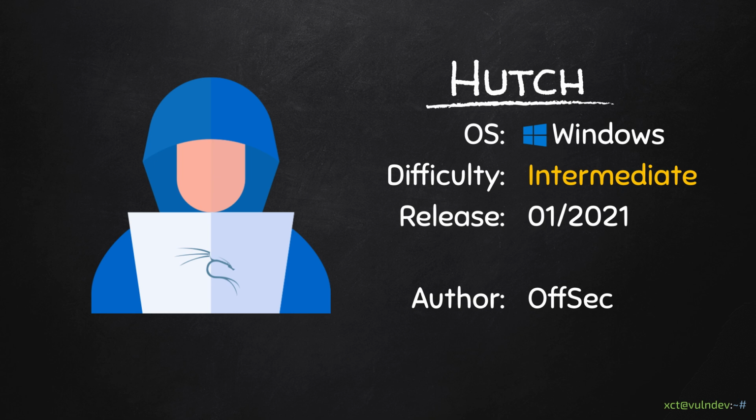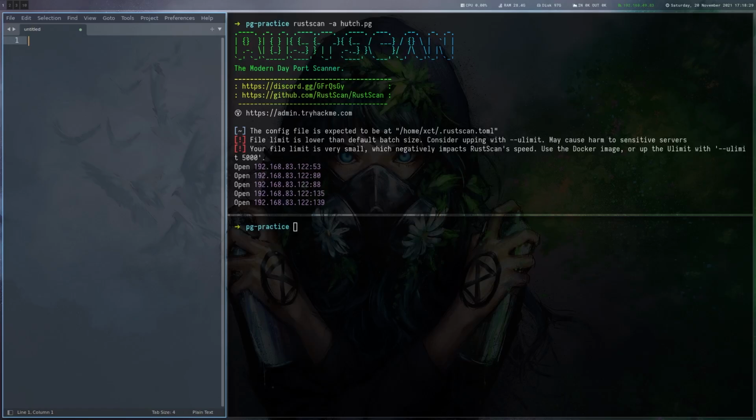For user we will get credentials from LDAP and use them to upload the web shell via WebDAV. For root we will read the LAPS password for the intended way and then explore other methods. So as always we start with a port scan.